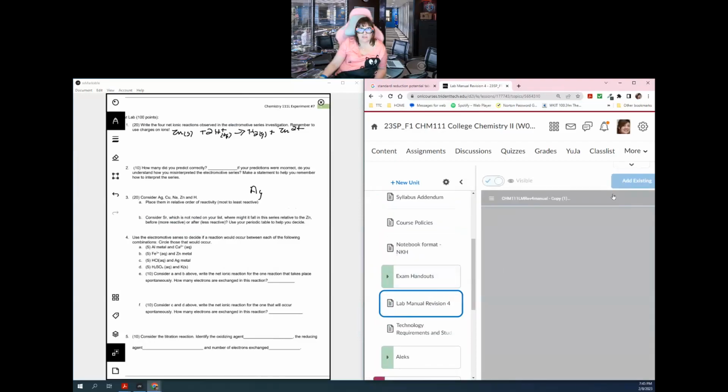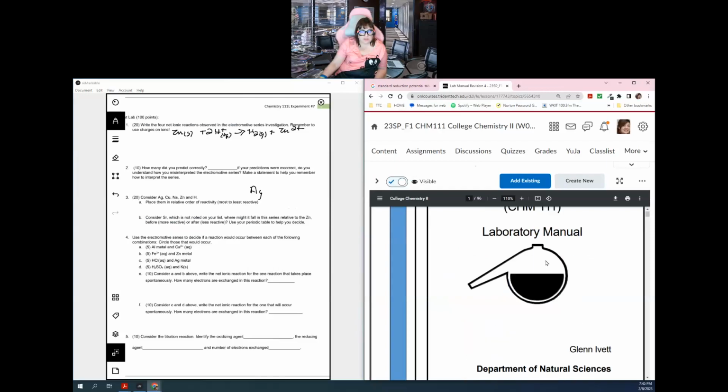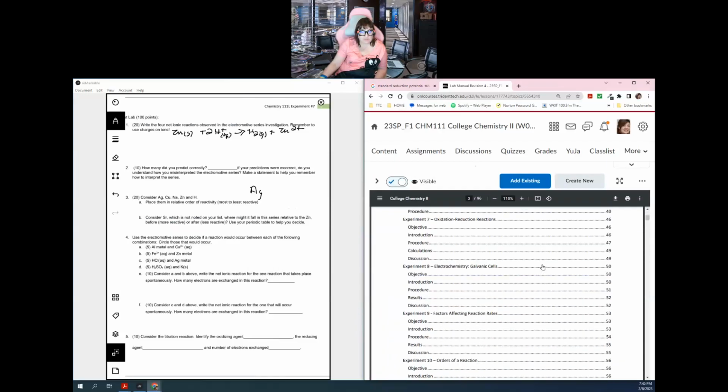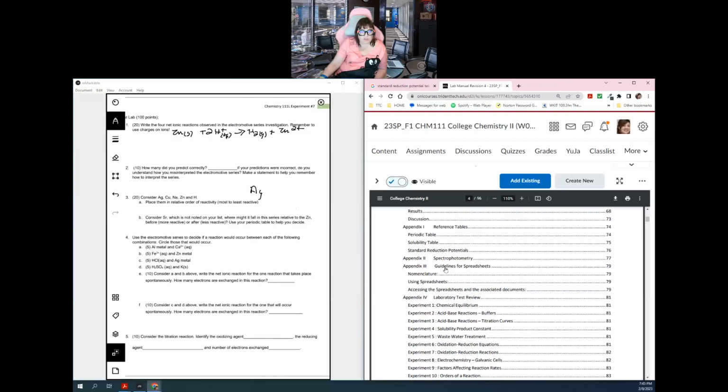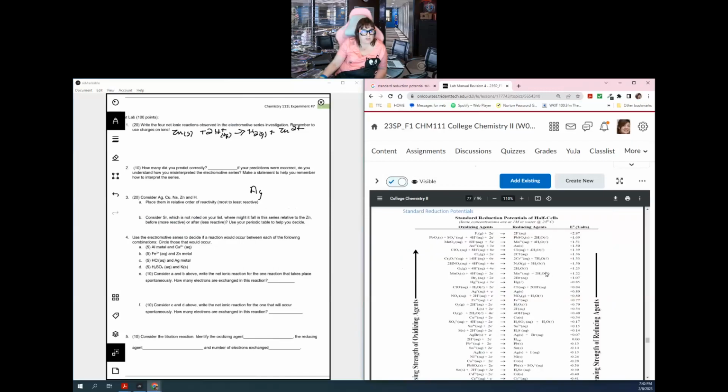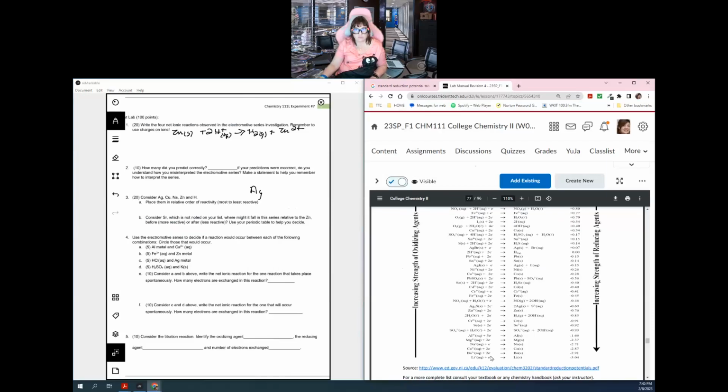Where is it? I can't find it. And if I scroll, I should see guides for spreadsheets, standard reduction potentials. So here's my list. I want to find Al in this list. I was hoping I could search for it, but it's not working.